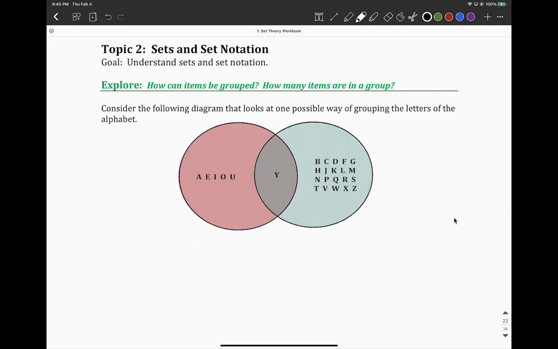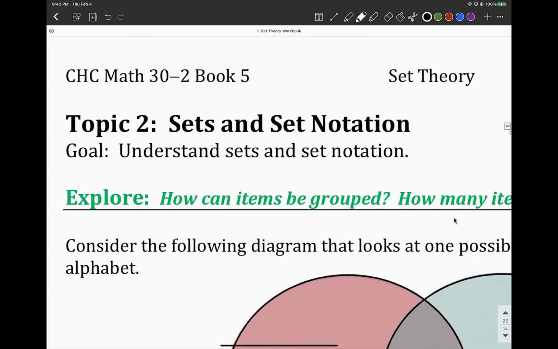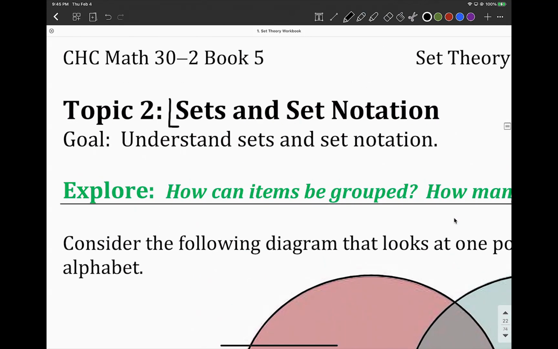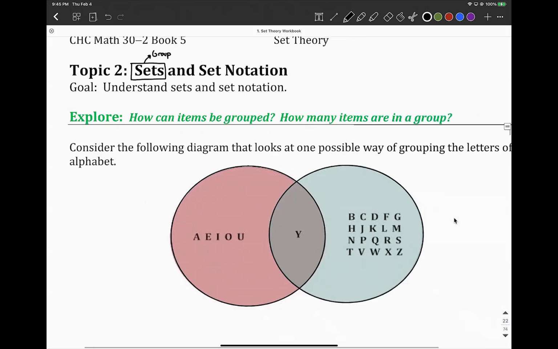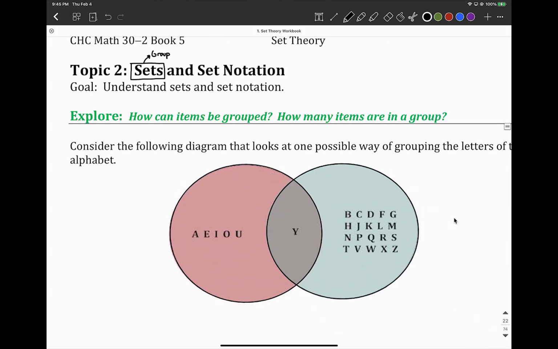In topic two, set theory, we start introducing quite a bit of vocabulary about different sets, how things can be rearranged, and some of the notation that goes along with it. When we create sets, we're effectively just creating some sort of group. We can call this group anything. It could be mathematical. It could be vowels. It could be animals that fly. Anything that has something in common.